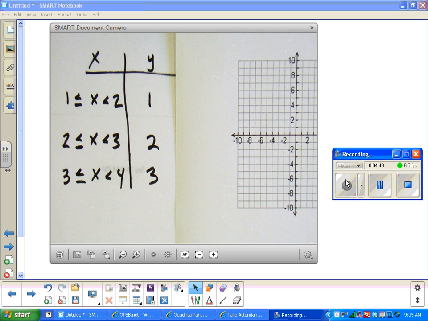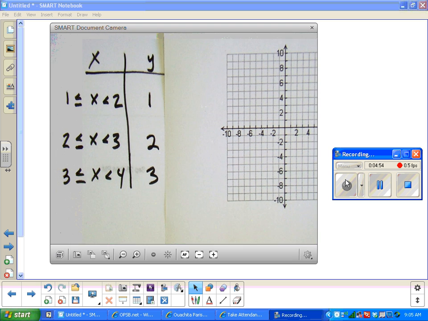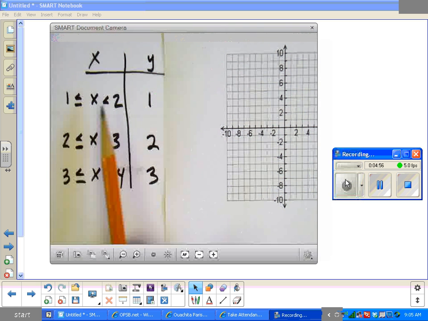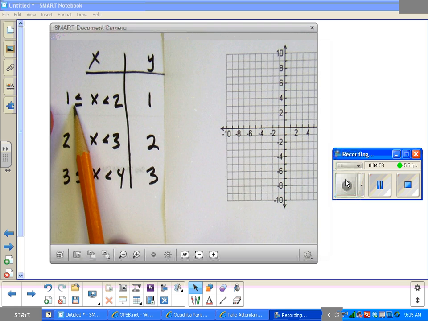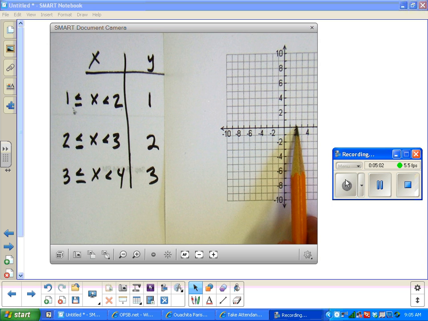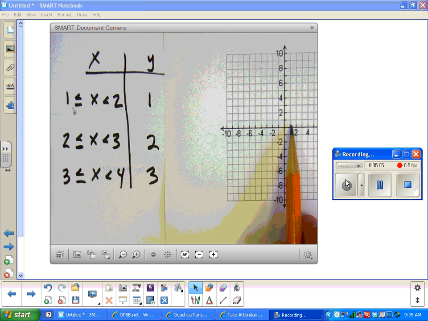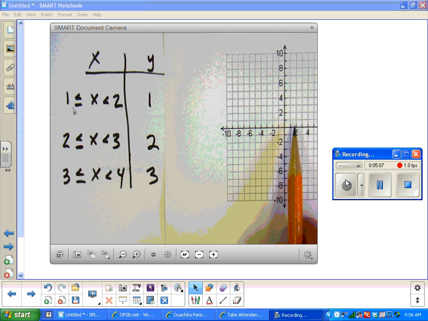Okay. Now, so let's look. We're going to look at the x values that are in between 1 and 2. So I'm looking at this space right here, right? So in between 1 and 2 is going to be a little line segment right there.